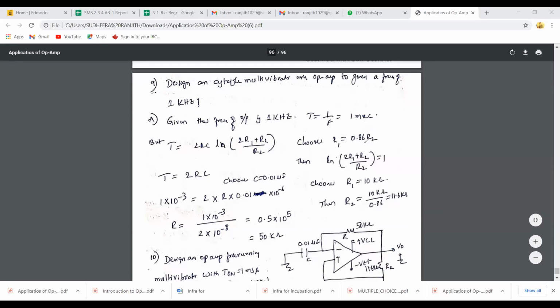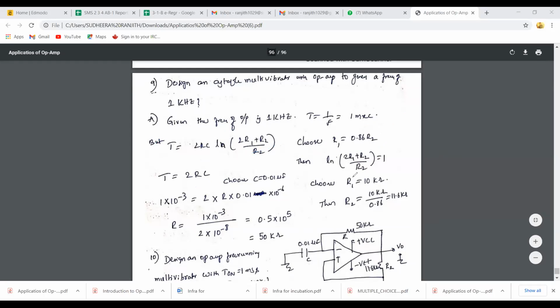We know the relation, right? r1 ఈక్వల్ టు 0.86 r2. ఇది మనకు తెలుసు కదా రిలేషన్. ఈ రిలేషన్ ఉన్నప్పుడు మనకి ఈ ఈక్వేషన్ ఏమవుతుంది? T equal to 2rc, రైట్.